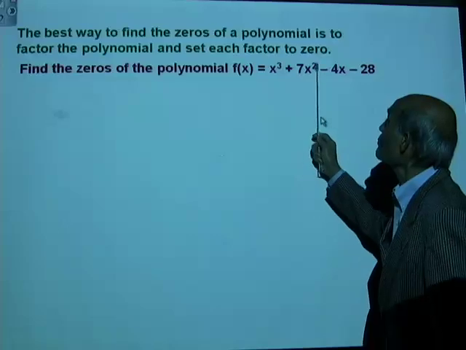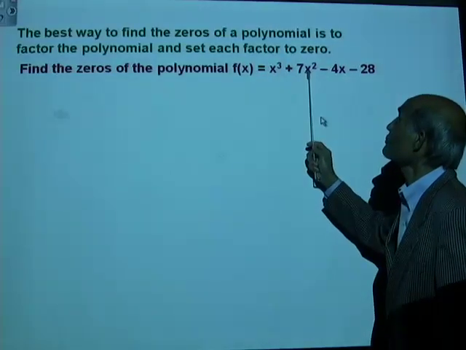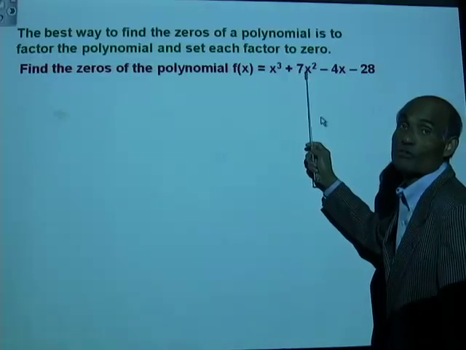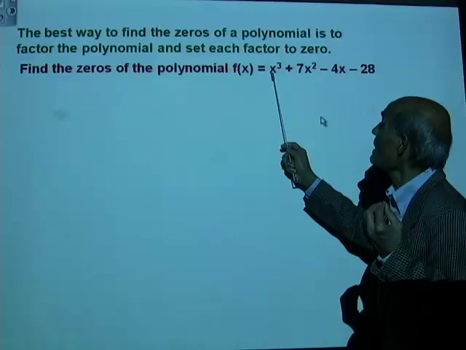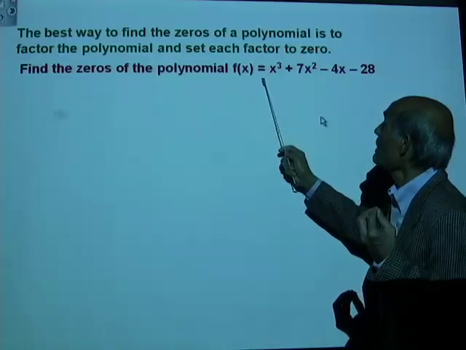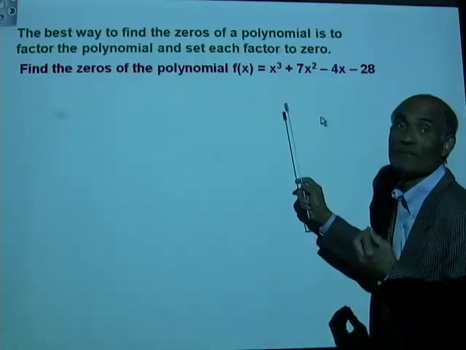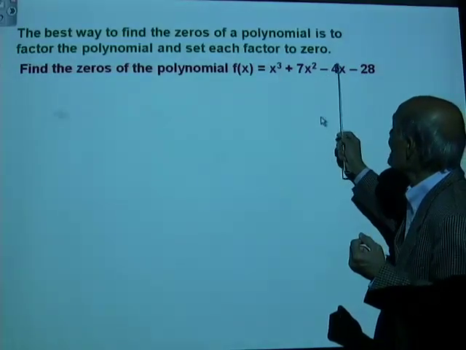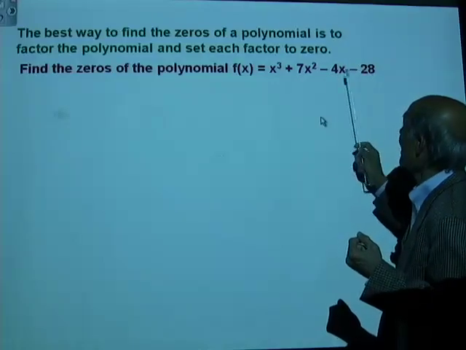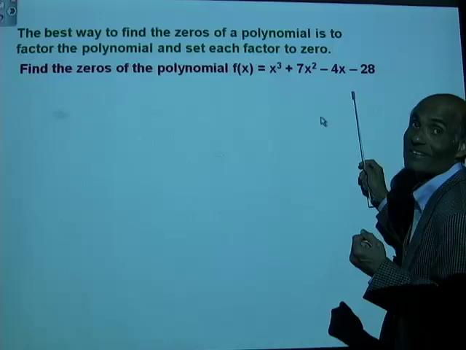Take the first 2 terms. What is the common factor there? The common factor is x squared. So, if you cannot keep this in mind, write it down. If you take x squared common, it will be x squared times x plus 7. Is that right? And then from the last 2 terms, take a negative 4 out. That will be minus 4 times x plus 7.